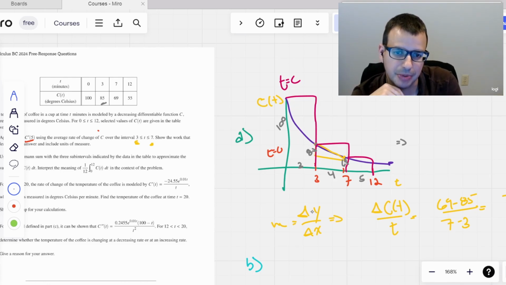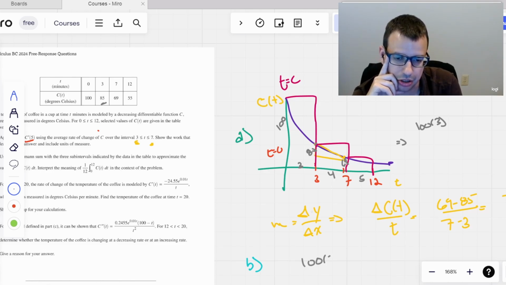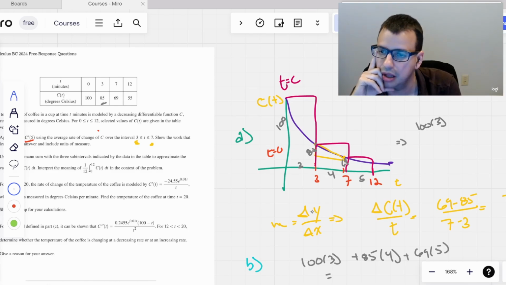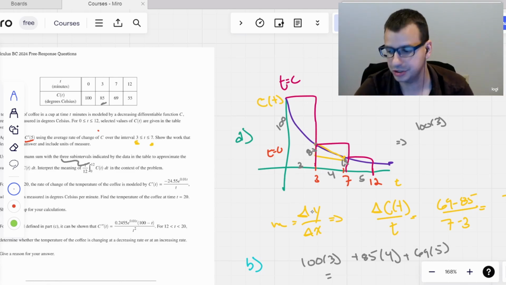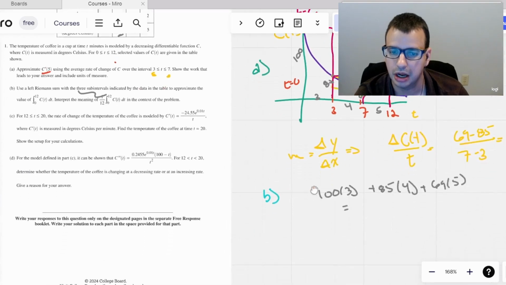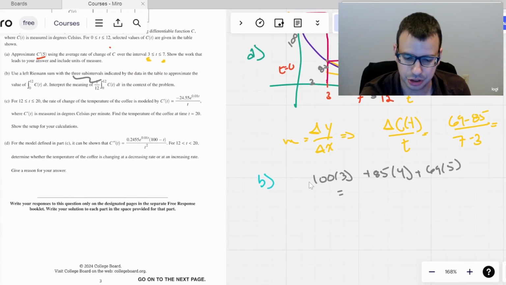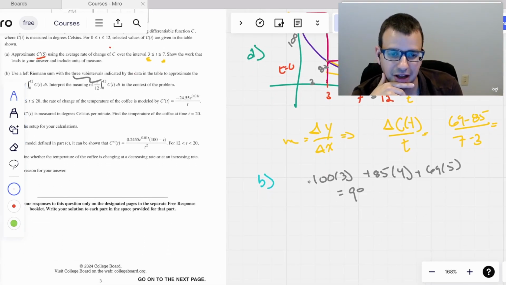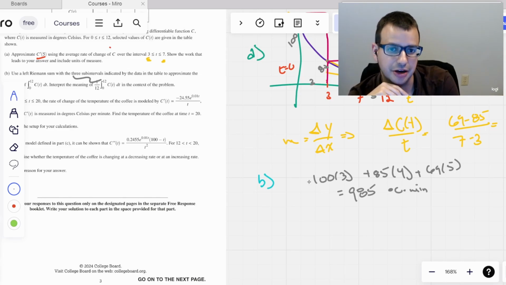So when we find the area of all these boxes, it's 100 times 3 plus 85 times 4 plus 69 times 5. They want 3 subintervals, which is good because that's what I used. So 100 times 3 is 300, plus 85 times 4, plus 69 times 5. You can do this on your calculator. I'm again using Wolfram for convenience, and I get a value of 985. That's going to be in degrees Celsius times minutes, because it's the area under the curve.